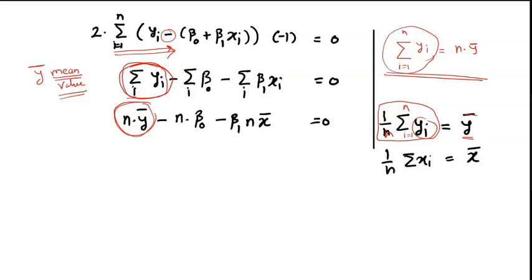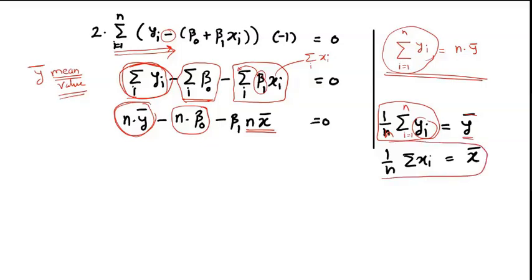Then when I go inside, I check for this. It is just addition of beta 0 n times. I am writing n into beta 0. Then I check for this. Beta 1 is a constant, I can bring this out. And this will be summation of i equal to 1 to n of xi. Again I can write this as n into x bar, because x bar is now representing the mean or average. So this becomes now simplified.